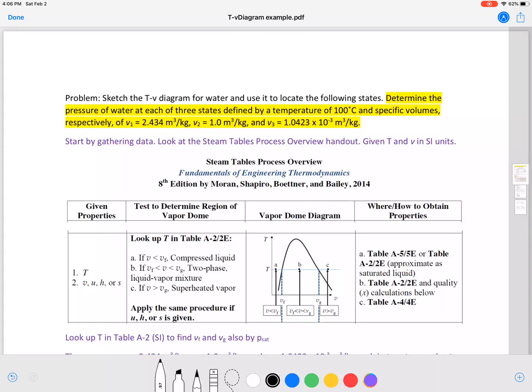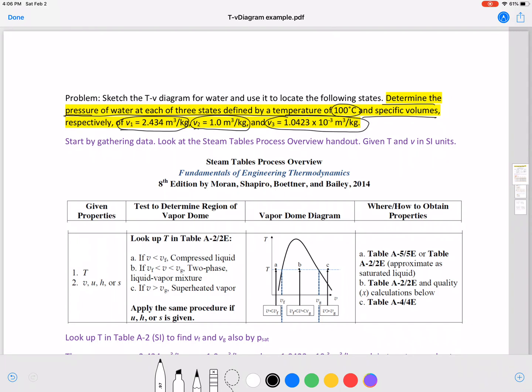We're going to do an example to determine the pressure of water at each of the three states defined by a temperature of 100 degrees Celsius and specific volumes of, at state 1, 2.434 cubic meters per kilogram, state 2, 1 cubic meter per kilogram, and state 3, a specific volume of 1.0423 times 10 to the negative 3 meters cubed per kilogram.